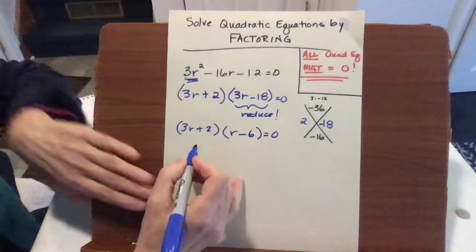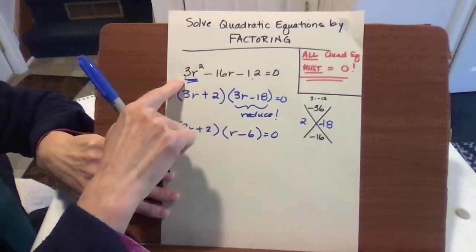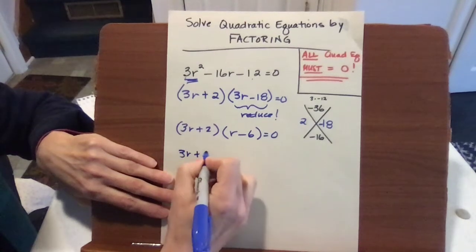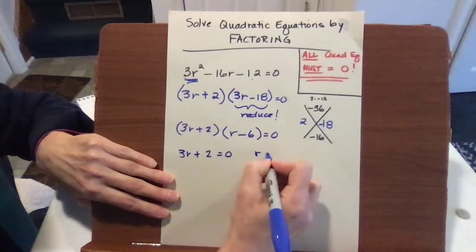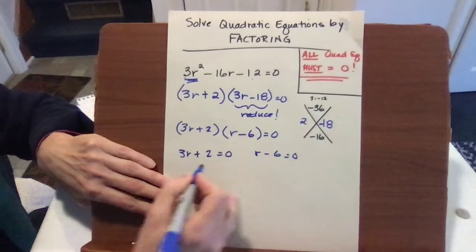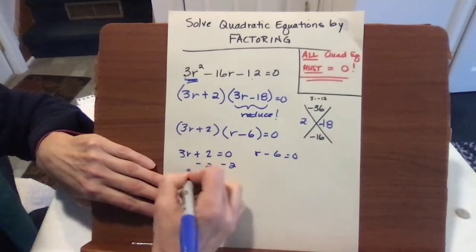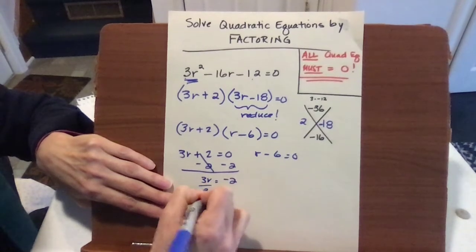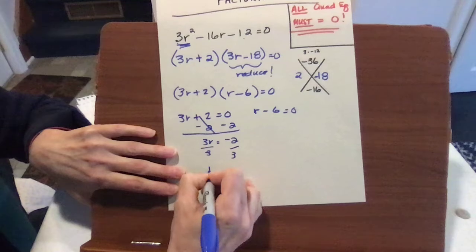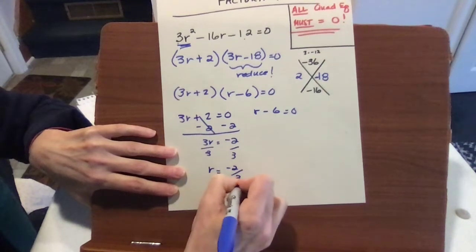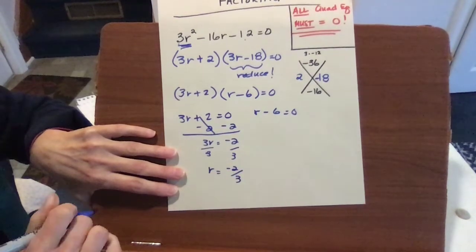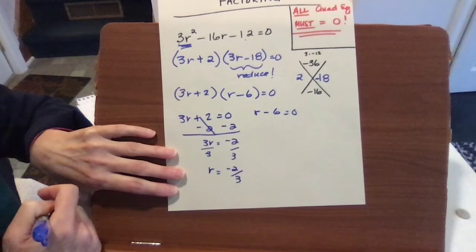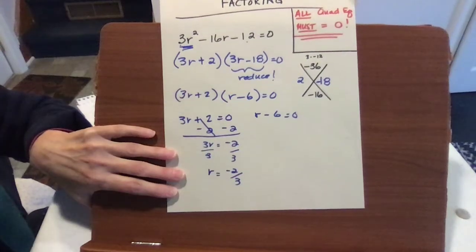Now, just like we learned in the first video, when we had a equal to 1, we will now set each of these factors equal to 0. So we have this, and we're going to solve for r. So we subtract 2 on this one. We have 3r equals negative 2. We're going to divide by 3. So r equals negative 2/3. You will wind up with fractions, and that's okay. So don't freak out if you get a fraction. Just check your numbers and your signs and make sure that you have the right factors.